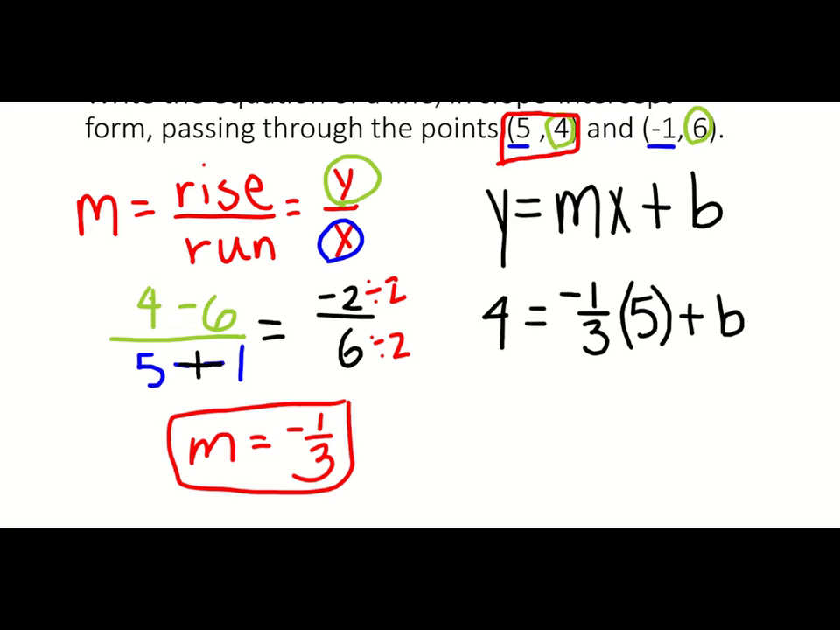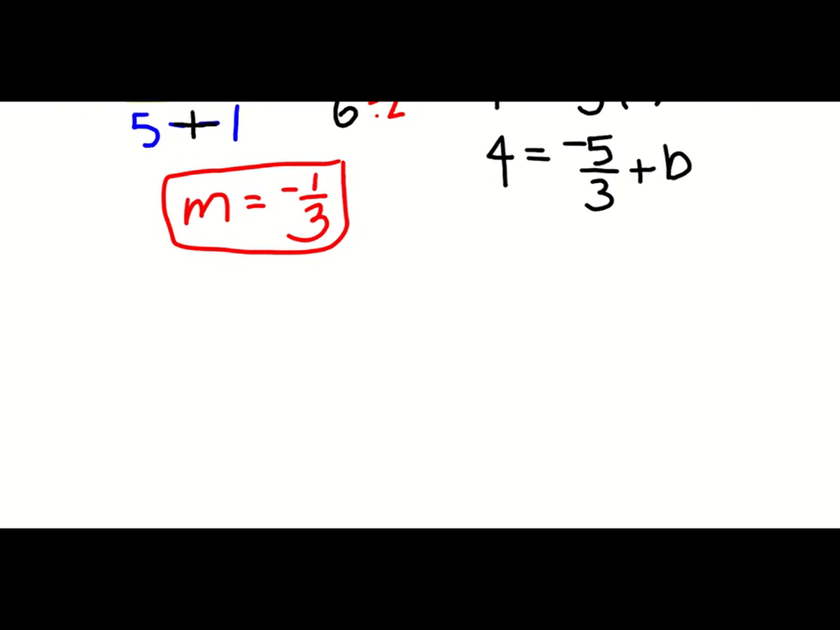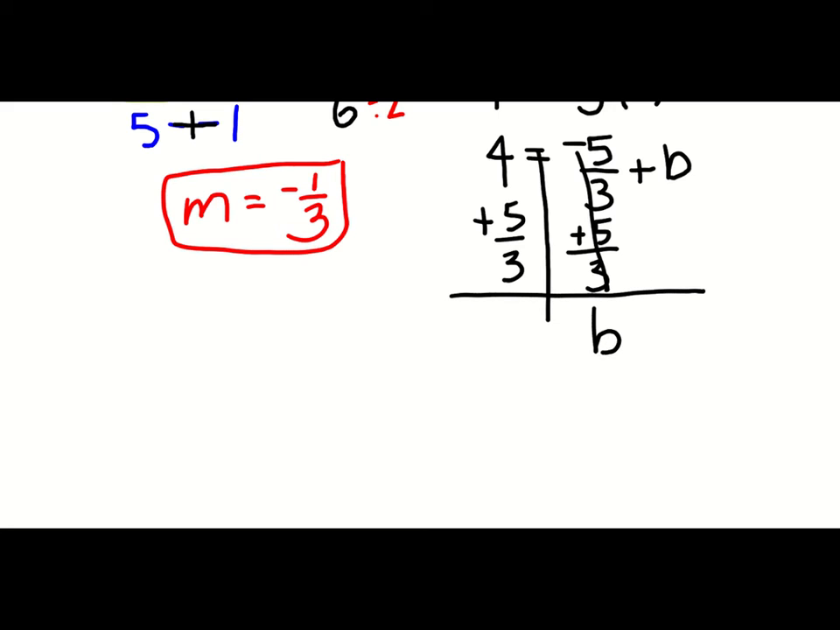I'm then going to solve this equation for b. So negative 1/3 times 5 will be negative 5/3 plus b. And then I need to get rid of the negative 5/3. So I need to add 5/3 on both sides of this equation. So I'm going to have b isolated.